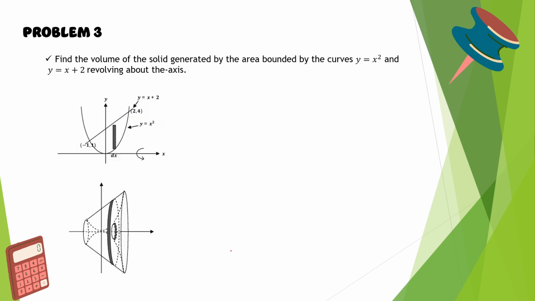Let's proceed with problem number 3. Find the volume of the solid generated by the area bounded by the curve y is equal to x squared and y is equal to x plus 2, revolving about the x-axis.